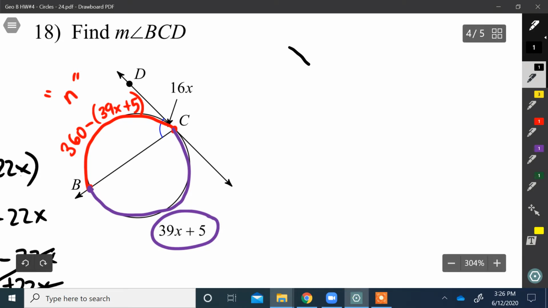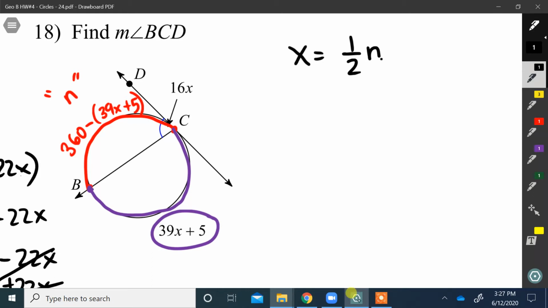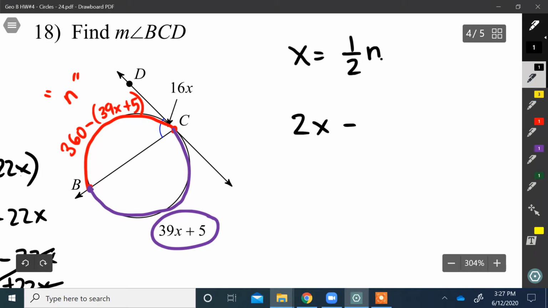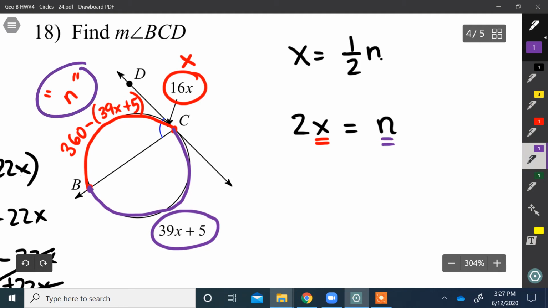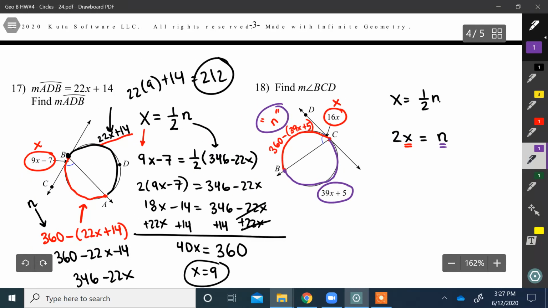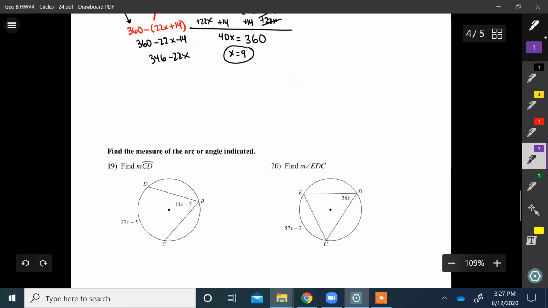The formula in this case is x is equal to half times n, which is that red right there. So it's going to be 2x is equal to n. This right here is the x, and this right here is the n. I'm going to let you figure that one out and finish that one. I know it's a little bit more challenging, but see if you can substitute those there.